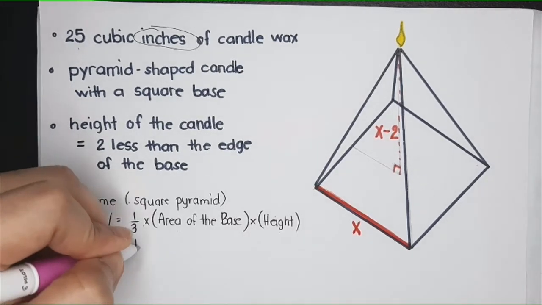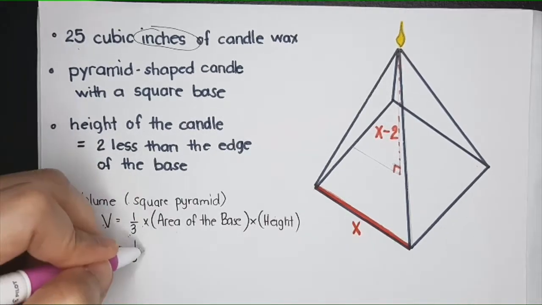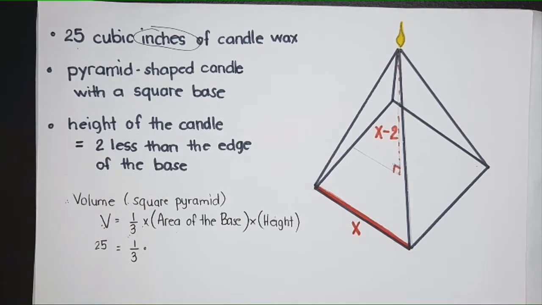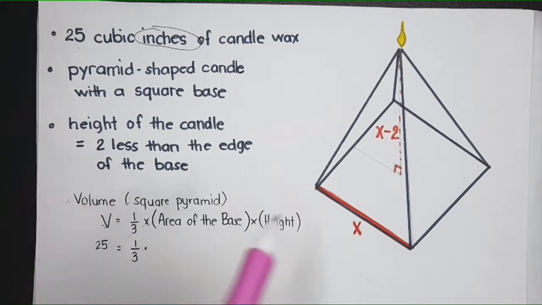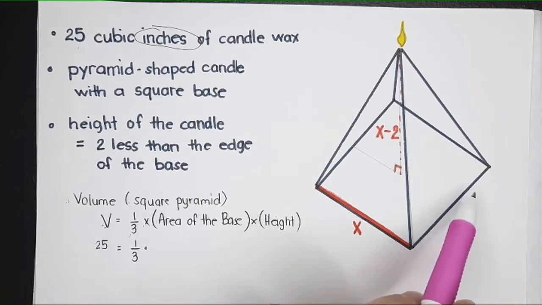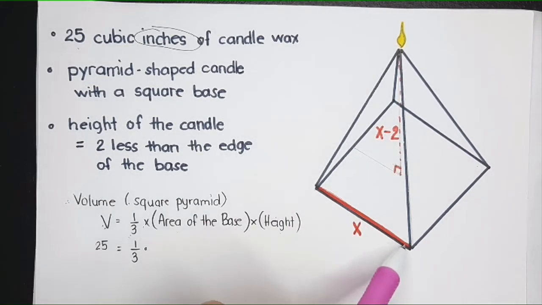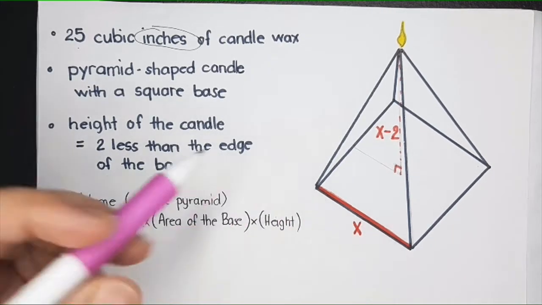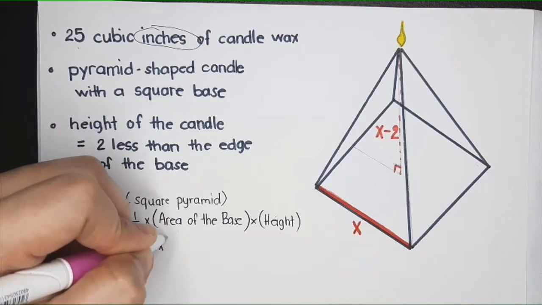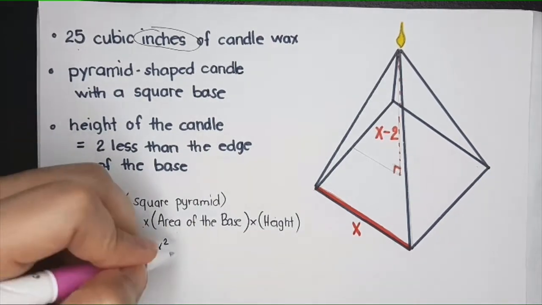And then, we copy 1/3 here. Times, what is the area of the base? Ano ulit ang hugis ng base? Square. Anong area ng square? S times S. Pero dito, ang side kasi, x. So, it's x times x, so we have x squared. That's the area of the base.